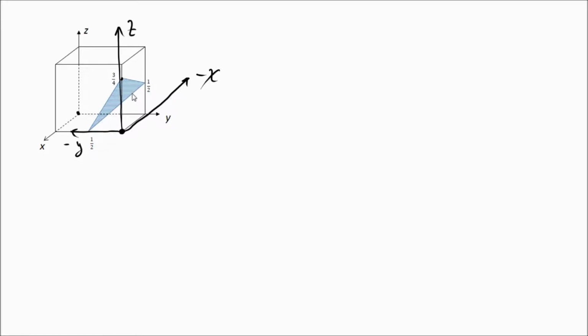So this plane intersects y-axis at negative 1 over 2, z-axis at 3 over 4. For x-axis, it's not clearly seen here, but if you see, this plane goes outside of the cube and somewhere outside intersects negative x-axis. In order to find it, I will take only this side of the cube and draw it over here.